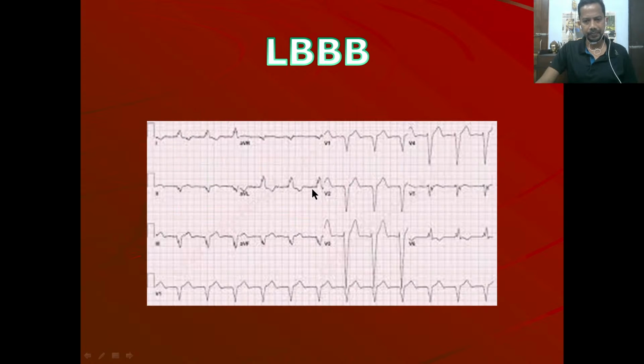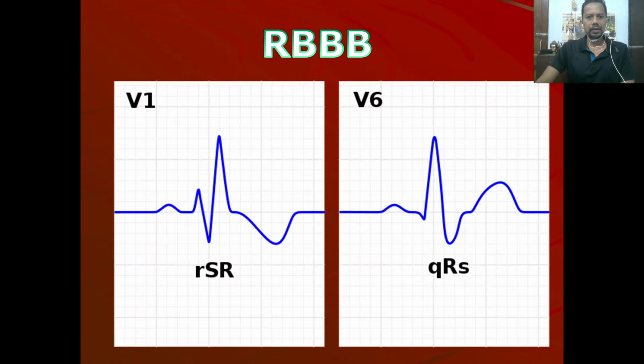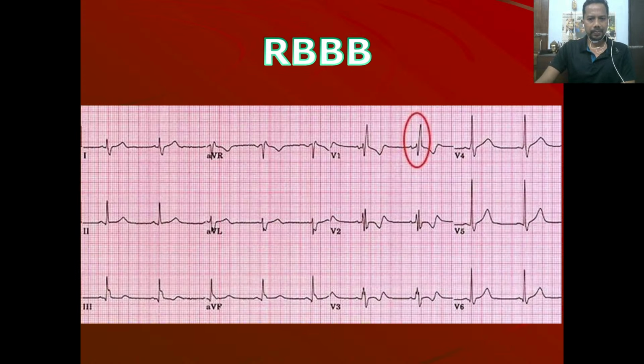So this is another LBBB. You see this is tall R in lead 1, V5, V6. You see there's R wave, broad QRS, and deep S wave in V1, V2, ST depression out here, and T wave inversion. Okay. So now we come to right bundle branch block.